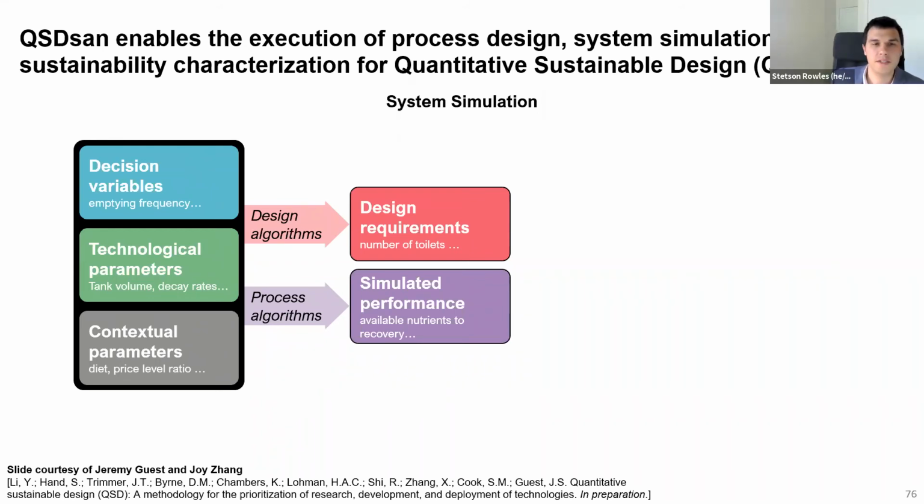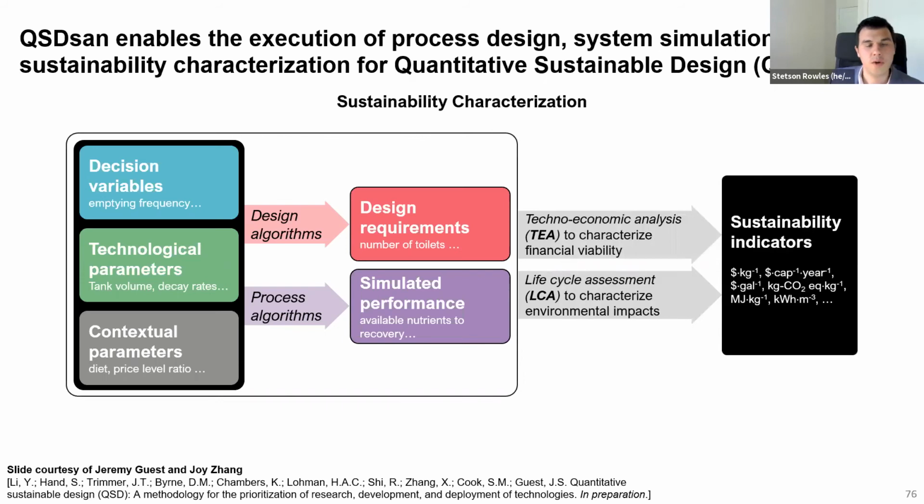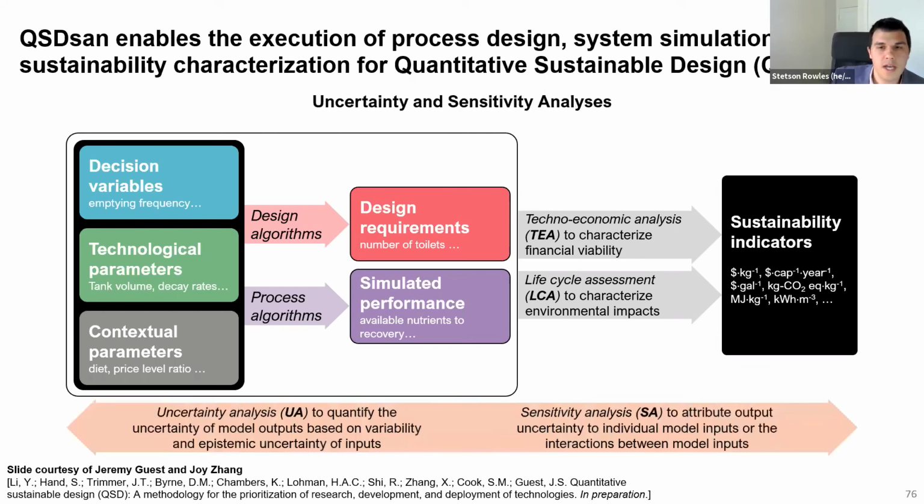Next, please. We then layer on techno-economic analysis, like we've done in this example, in this workshop, to characterize the financial viability, and life cycle assessment to characterize environmental impacts. And finally, we arrive at the sustainability indicators. And these might be things like a daily user fee, or maybe we care about some environmental things like greenhouse gas emissions in kilograms of CO2 equivalents. Or depending on the project, we can look at different sustainability indicators. Next, please. And then importantly, these incorporate uncertainty analysis and also sensitivity analysis.